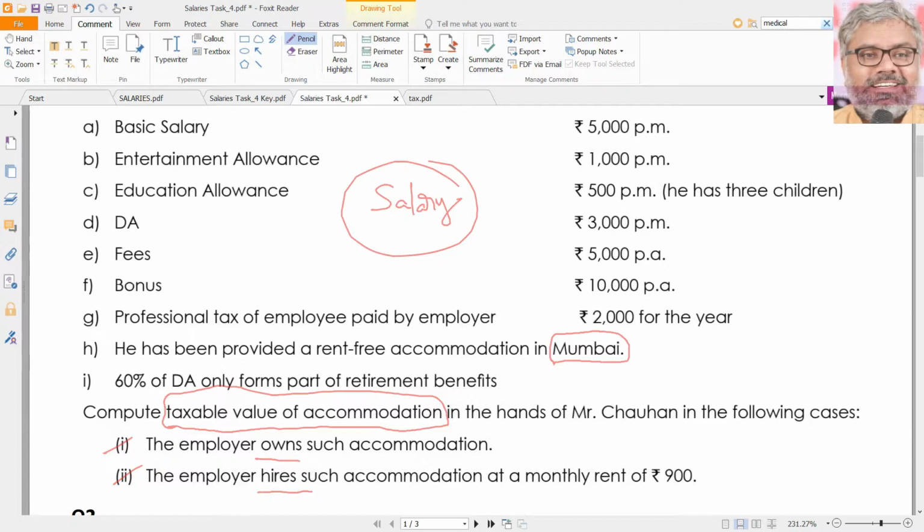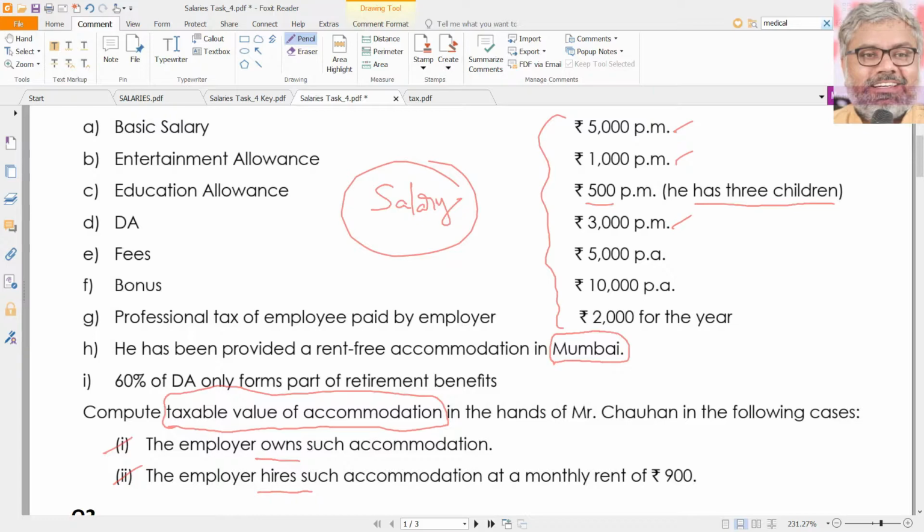What is the salary here? That definition has to be absolutely known, and we should identify whether these items given here are included in that or not. Basic salary, of course, included. Entertainment allowance, definitely included because it is fully taxable. Education allowance, he has 3 children, so exemption might be available. Only the taxable portion of that will be included.